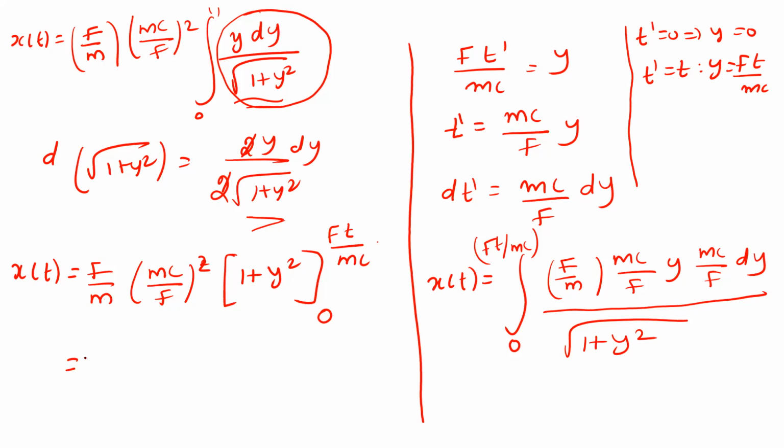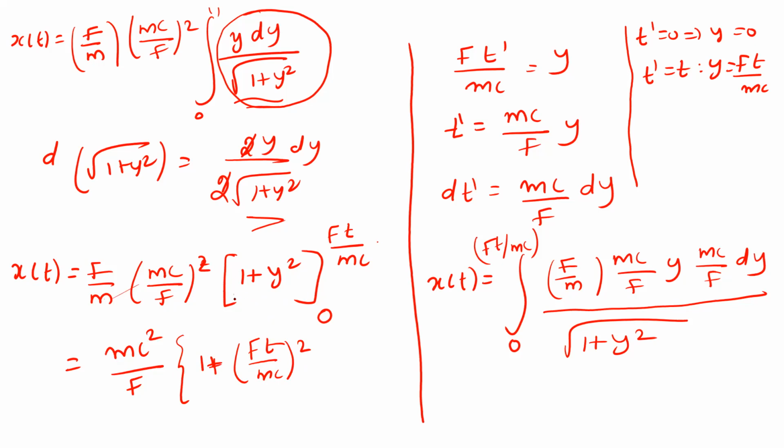So this becomes, you have got f. So yeah, this can be written as mc square divided by f. Okay, just cancel off the terms, multiplied by 1 plus ft by mc square, and then you also have to apply the limit for 0, right?